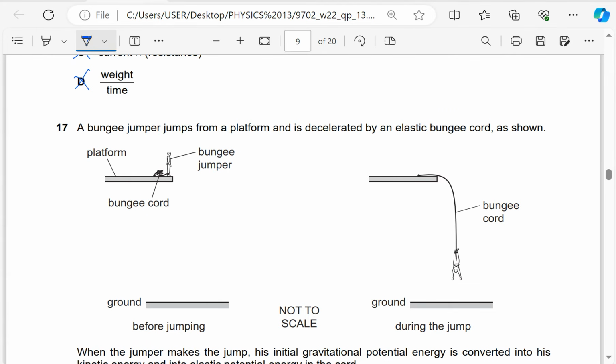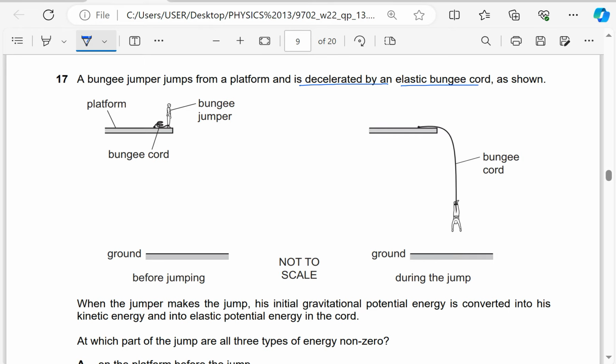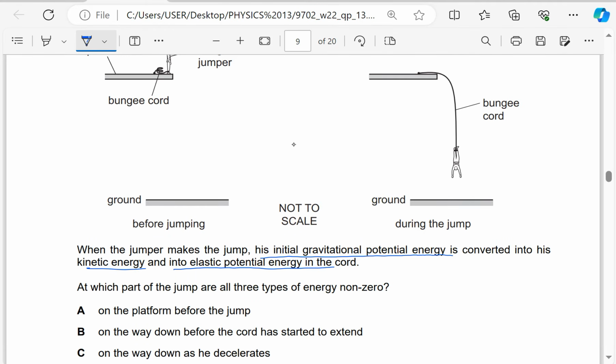A bungee jumper jumps from a platform and is decelerated by an elastic band cord as shown. That means the speed decreases, decelerated. So the speed decreases when the cord starts stretching. So when the jumper makes the jump, his initial gravitational potential energy is converted into kinetic energy and into elastic potential energy. At which part of the jump are all the three types of energy non-zero, not zero?